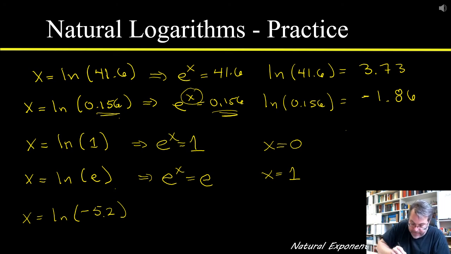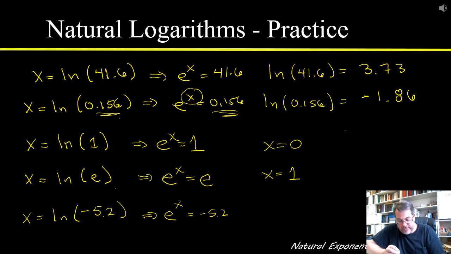Natural log of negative 5.2 means we're looking for the value. If we take e and raise it to some value, we get negative 5.2, right? But since e is a positive number, no matter what power we raise it to, we're always going to get some kind of a positive number, right?